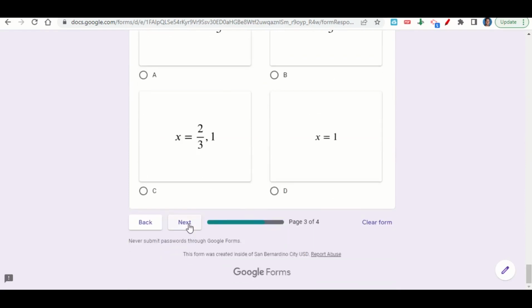Once you get to the end, go ahead and click Next. This will take you to your Before You Go. Go ahead and fill out your Before You Go and then submit your work on Google Classroom.